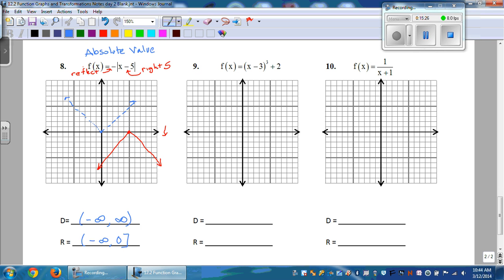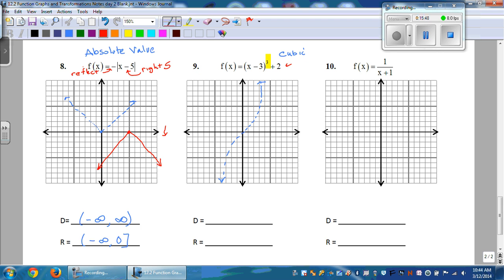Number 9 looks to me, I have a third power here. So this is the cubic. Under the cubic, we have that original graph that goes up, goes through 0, 0, and back up. There's the original. What are our shifts?